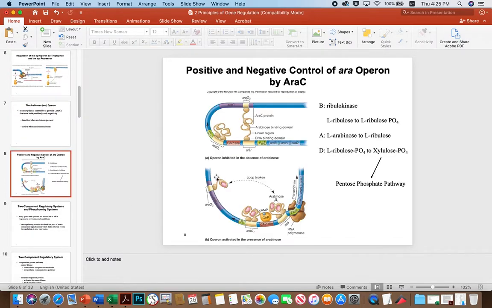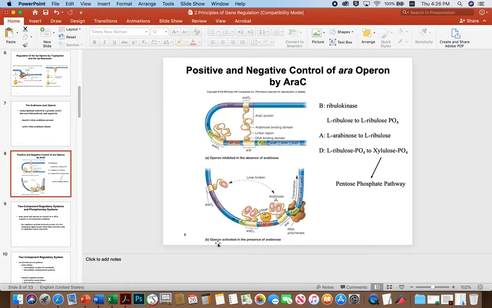In this particular case, cartoon A here shows the operon inhibited in the absence of arabinose. So here's the Ara-C protein forming this weird connecting loop between this operator 1 and Ara-I gene over here. There's another Ara operator over here too that the Ara-C proteins will bind to, and you get this sort of tweaking of the DNA molecule so that there's repression of the arabinose operon.